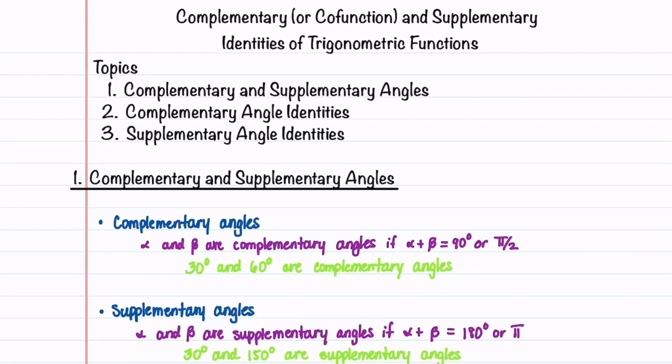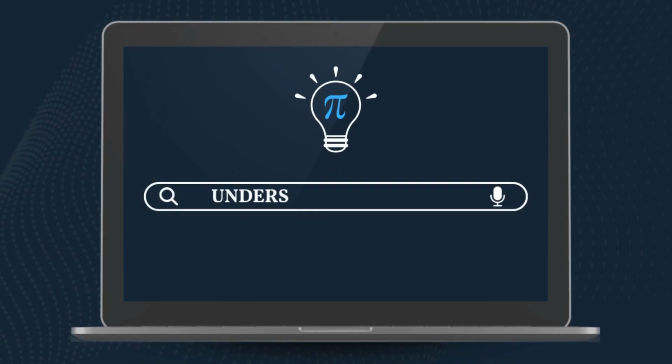Did you know that most students find trigonometry easier once they learn about complementary and supplementary angle identities? With years of teaching experience, I found simple geometric ways to explain these concepts so that you can easily remember them. Welcome to Understand the Math.